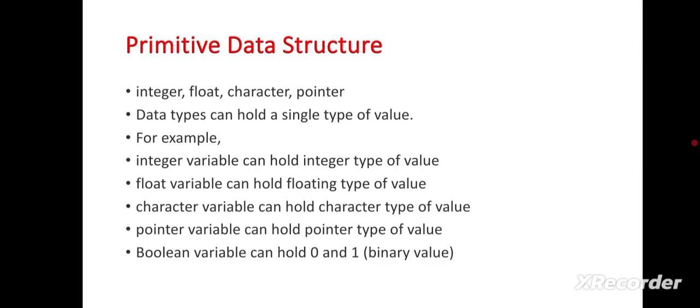Next, moving on to the topic primitive data structures, we have already seen this in the flow chart. So the primitive data structure consists of four types: integer, float, character, pointer. These data types are called single types of data.